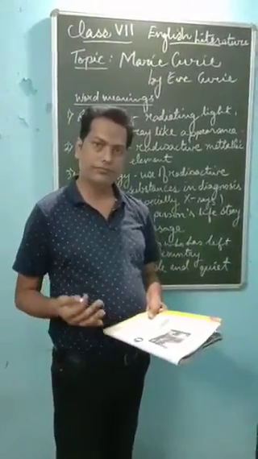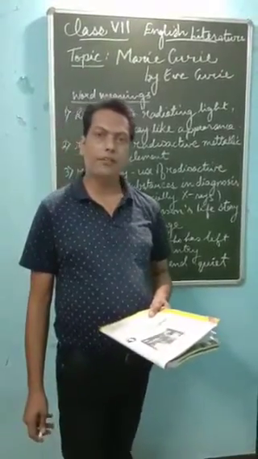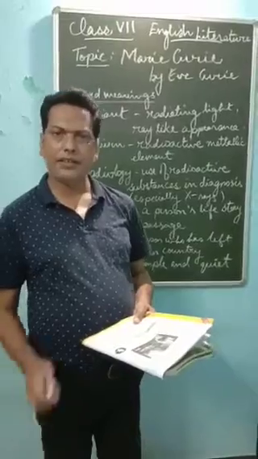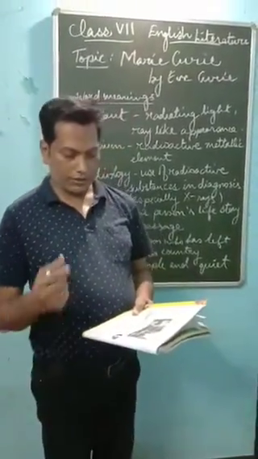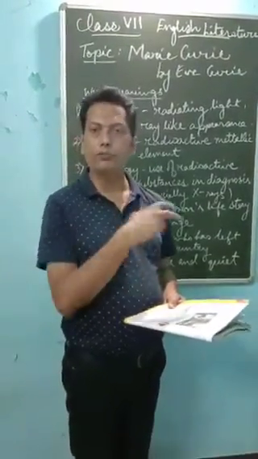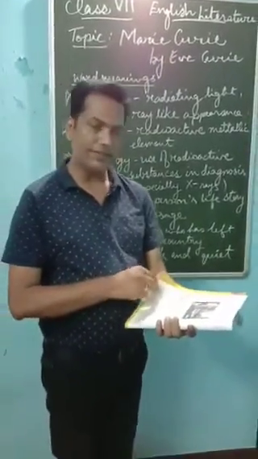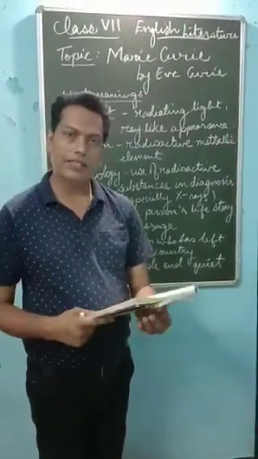Who was she? She was the youngest child of Mary and Pierre Curie. She was a famous pianist, writer, and a biographer. So this particular passage is also the biography of her own mother, which appeared in the Reader's Digest in 1959. So now let's come to the lesson.